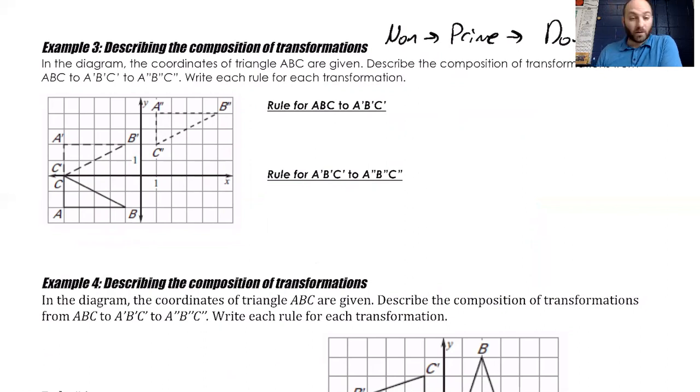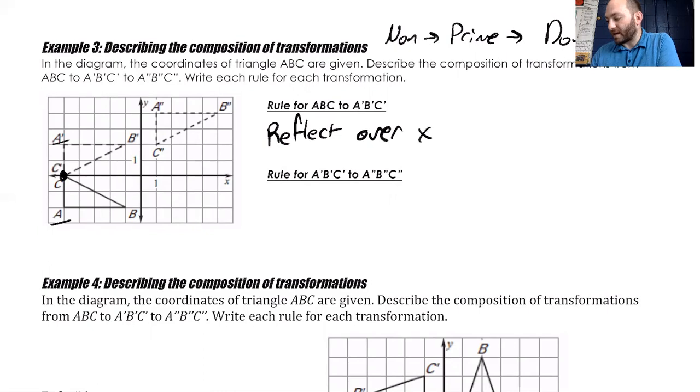Okay, it has to go in that order. So the very first thing I'm going to look at is how do I get from A to A prime and C to C prime and B to B prime? Well, that's reflection, okay? You can see that, especially with C and C prime being on the x-axis, this is reflecting over the x-axis. Or you could say y equals 0.